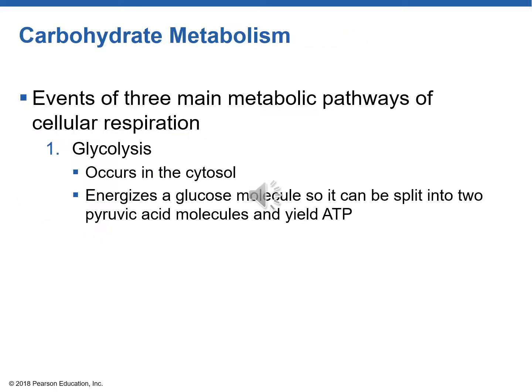Carbohydrates get broken down into glucose, which is also known as blood sugar. The glucose then gets broken down by some reactions. The first step is glycolysis, and this occurs in the cytosol. What happens is that the glucose molecule is split into 2 pyruvic acids and some ATP.